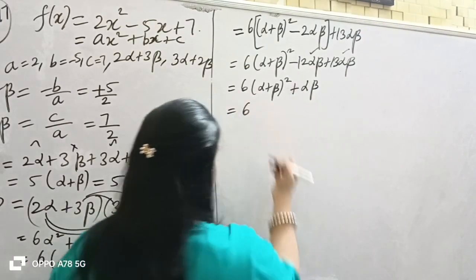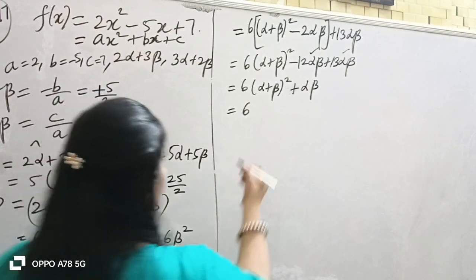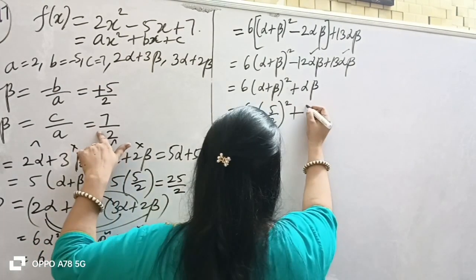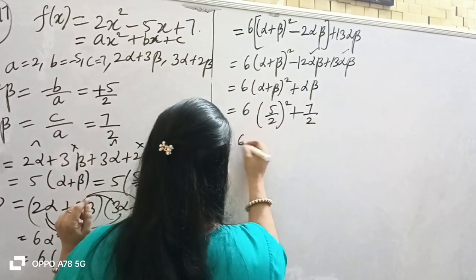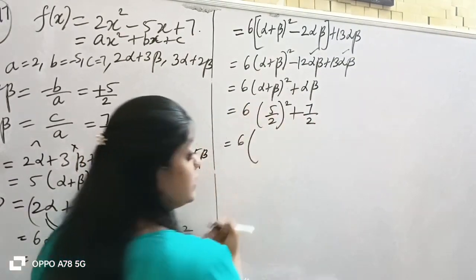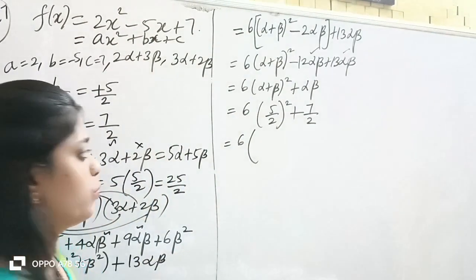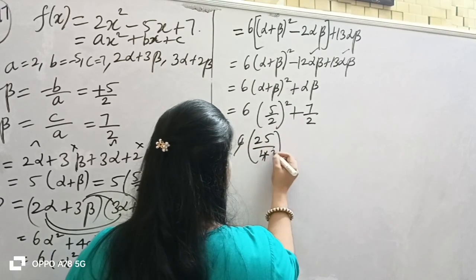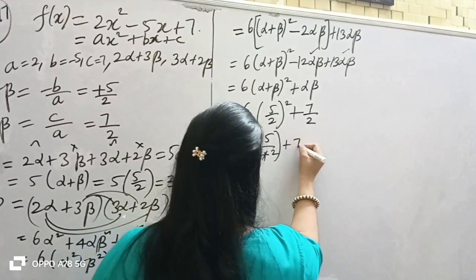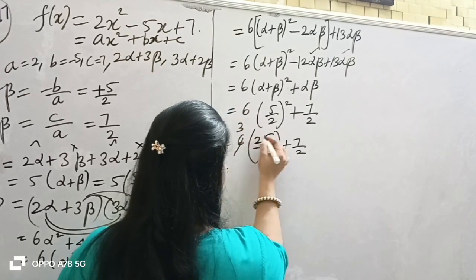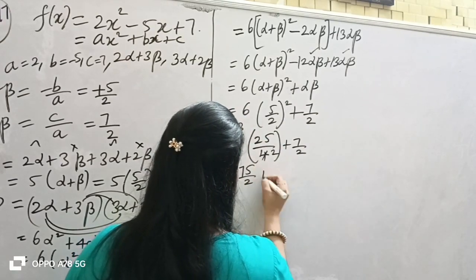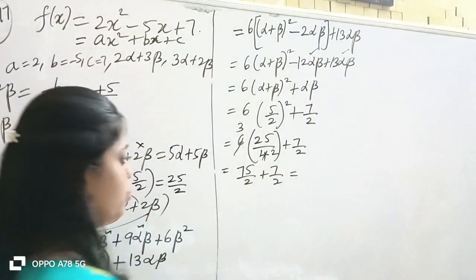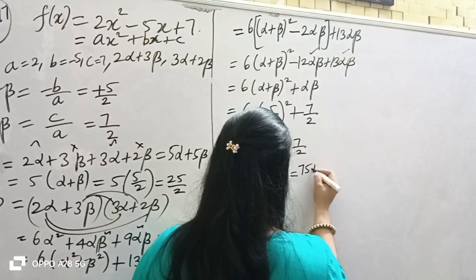Now your final: alpha plus beta is 5 by 2 the whole square, plus alpha into beta, which is 7 by 2. So here 6. We should not cancel before squaring; it is wrong. If it is a square, we have to square first. So 5 into 5 is 25, 2 into 2 is 4. Now we can cancel: 2 and 3. So 3 into 25 is 75 by 2 plus 7 by 2. So the LCM is 2, and the numerators can simply be added. 75 plus 7 is 82 by 2.